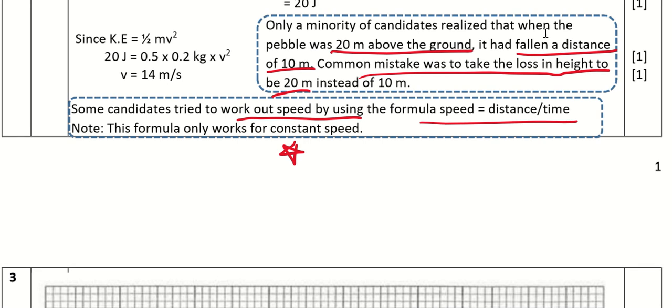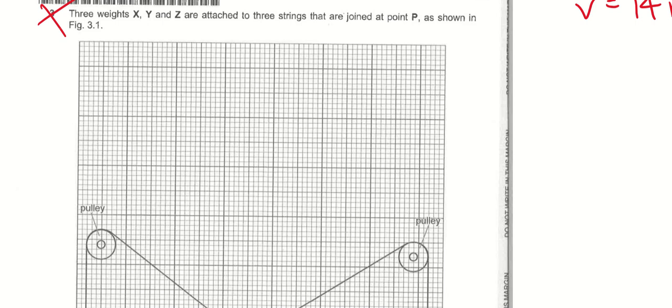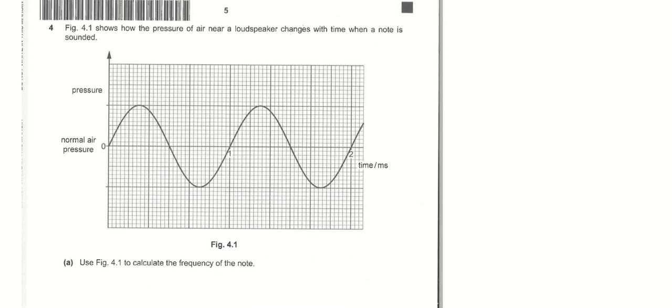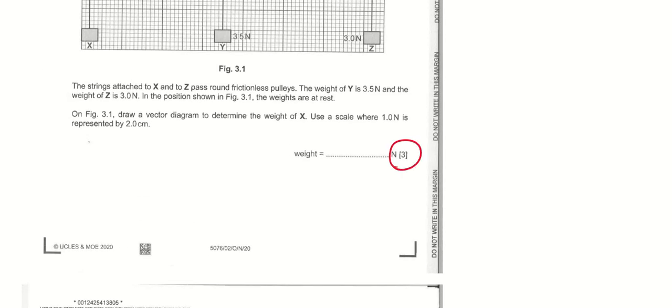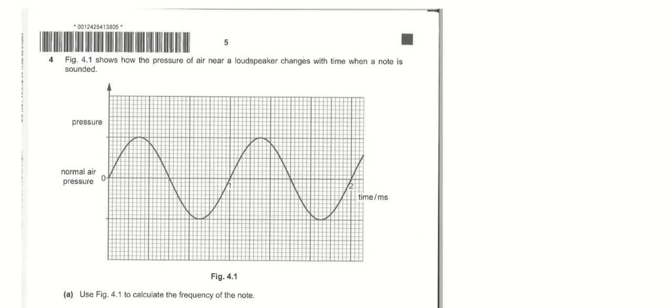Okay, let's look at question 3. Question 3 is no longer in syllabus because you don't have to draw your vector diagram. So we go to question 4. So your total mark should be 65 minus 3. So far is 62, yeah?